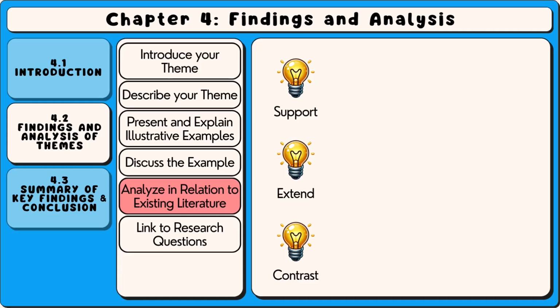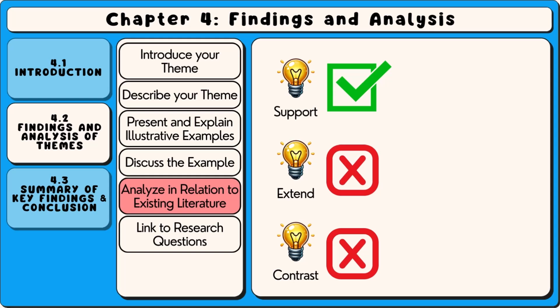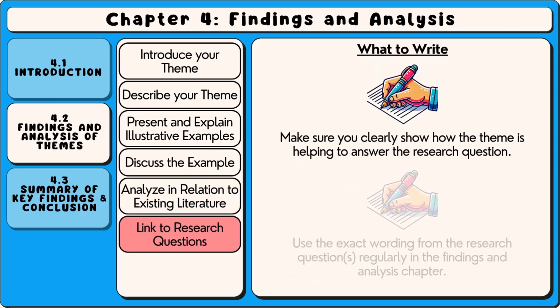It's important that across your findings chapter, you provide examples of support, extend, and contrast at various points. A mistake many students make is they only support existing literature without showing how their study adds to the existing literature or contradicts it. The last step is to link the research questions.